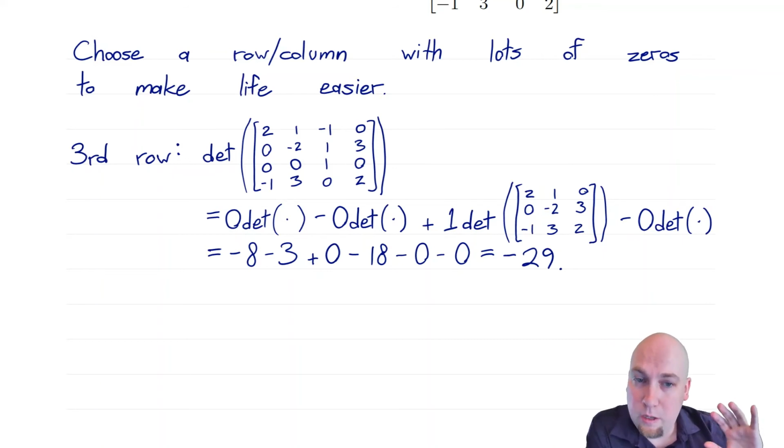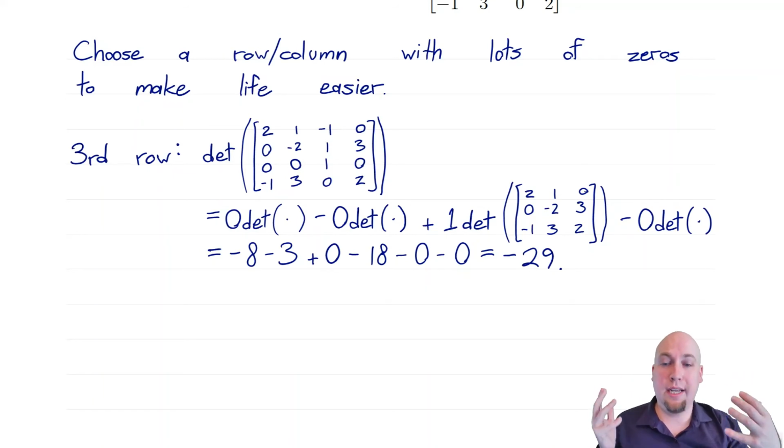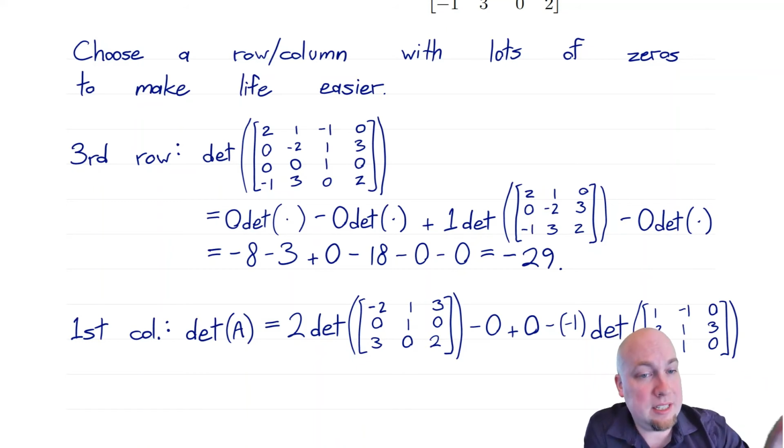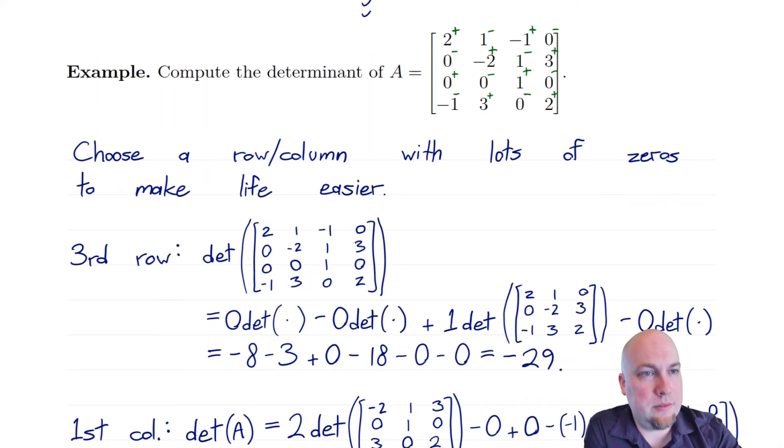Okay, I know that was a lot. Let's go through the same calculation, except along a different row or column. So now let's compute the determinant of the same matrix, but via a different cofactor expansion to make sure that we understand what's going on here.